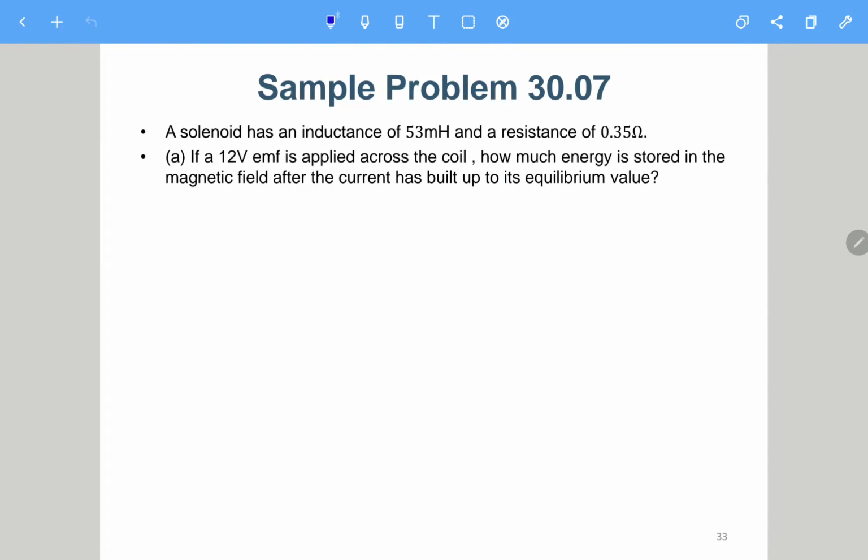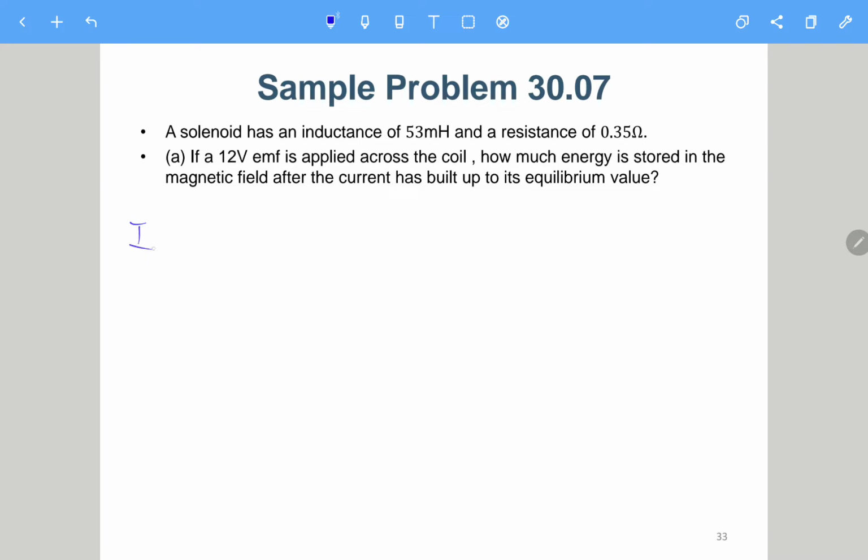Okay, so here we have another sample problem. It asks: a solenoid has an inductance and a resistance of given values. If a 12-volt EMF is applied across the coil, how much energy is stored in the magnetic field after the current has built up to its equilibrium value?